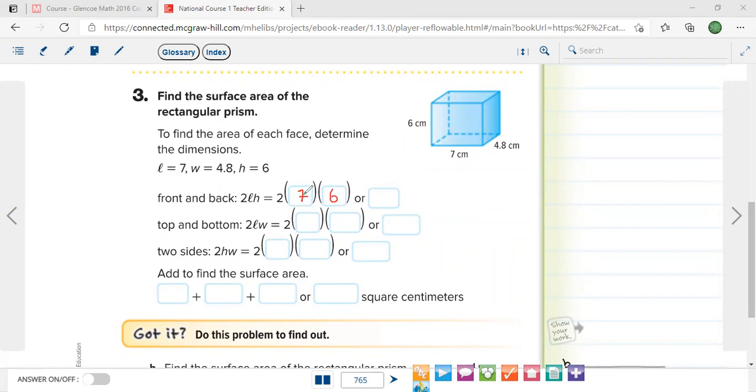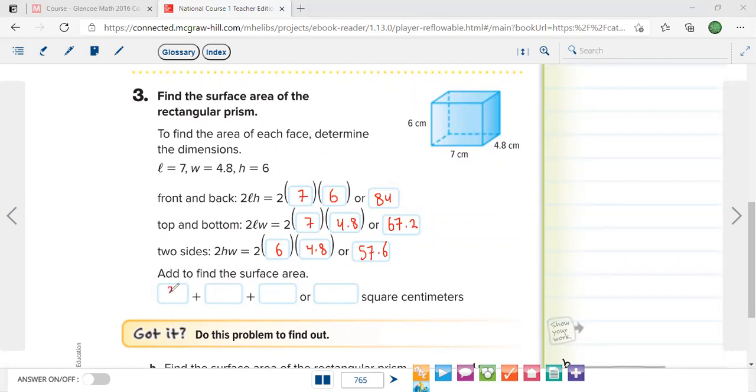Of course, 7 times 6 is 42, and 42 multiplied by 2 will give you 84. 2LW, so 2 times 7 times 4.8. Of course, 2 times 7 will give you 14, and 14 times 4.8 will give you 67.2. 2HW, so 2 multiplied by 6 multiplied by 4.8. 2 multiplied by 6 is 12. 12 multiplied by 4.8 will give you 57.6.